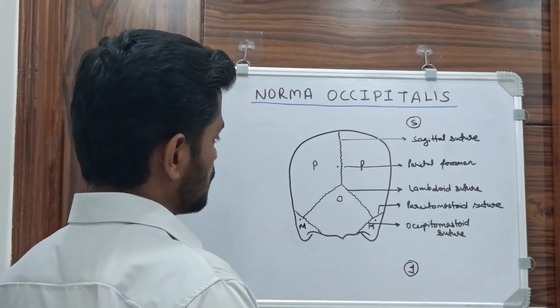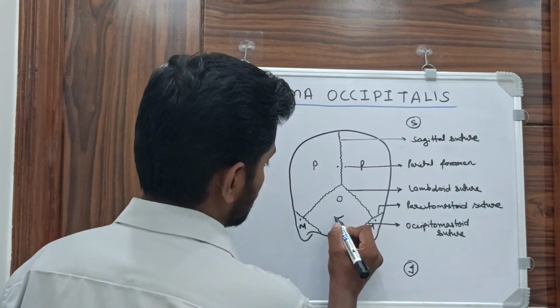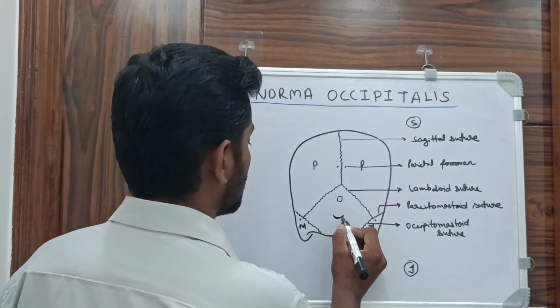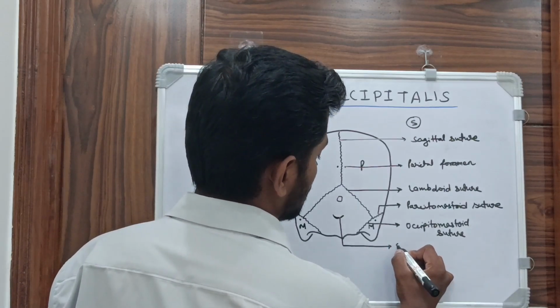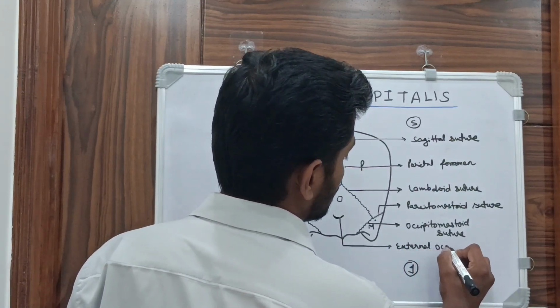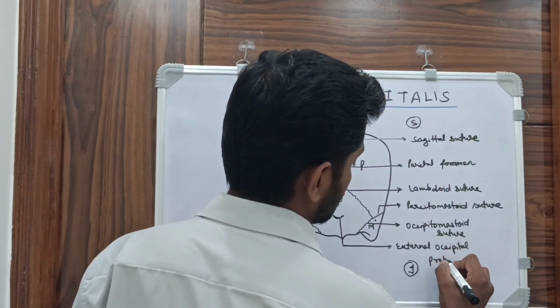Now on the squamous part of the occipital bone there is a protuberance. This protuberance is known as the external occipital protuberance.